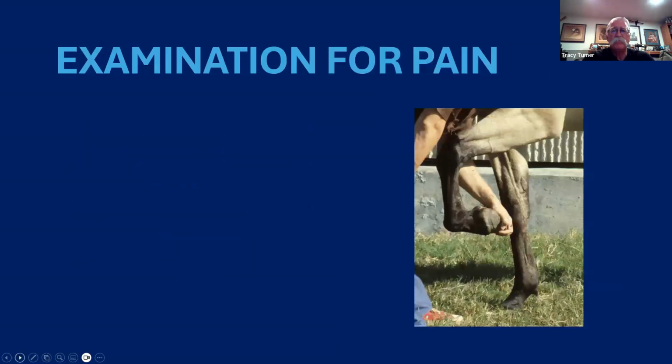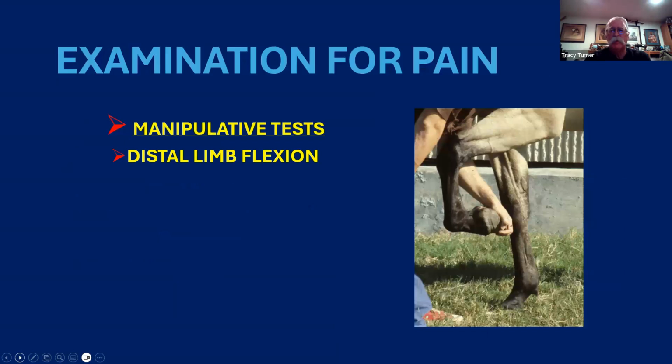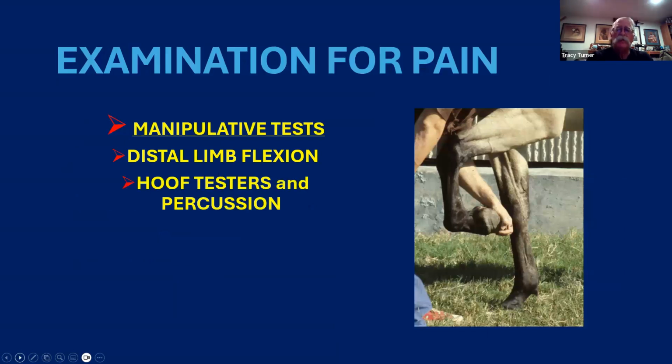Next. So my examination for pain. As we look at it, these things are going to be a series of different manipulative tests. So these will include the distal limb flexion. They will include hoof testers and percussion. I find percussion, especially if you're looking at capsular problems, picking up the pain, the hoof testers can do the same thing, but that percussion can tell you a little bit about some wall integrity, etc.